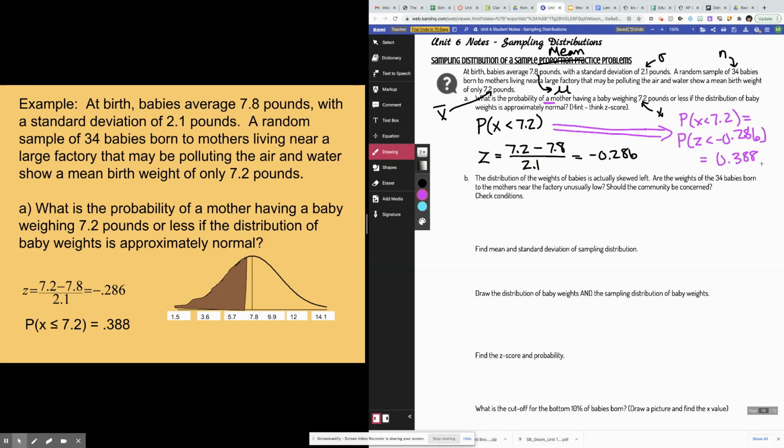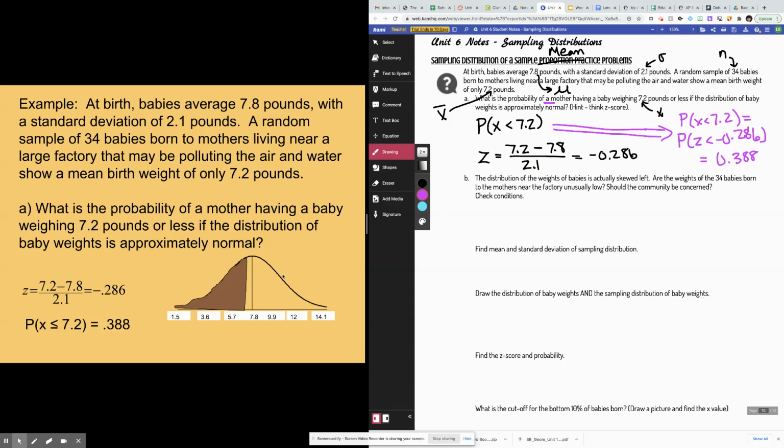So the probability of one mother having a baby weighing 7.2 pounds or less is about, if you round up, about 39%. Which in itself is not really troubling, right? I'm not super concerned about that. That probability is not low enough to cause me a great deal of concern.